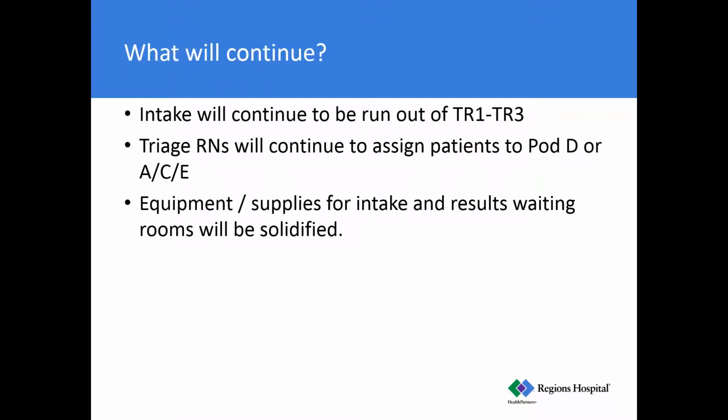So what's going to continue going forward? Intakes will continue to run out of the TR1 through TR3 space. We have some future testing that I'll talk about in a minute that will influence whether we spend time and effort in moving or testing the use of intakes out of the D1 through D3 rooms, which is a lot of feedback that we received over this testing period. The other piece that will remain the same is that triage nurses will continue to assign patients to Pod D or AC&E, so we will continue to have no QuickTrack designation.